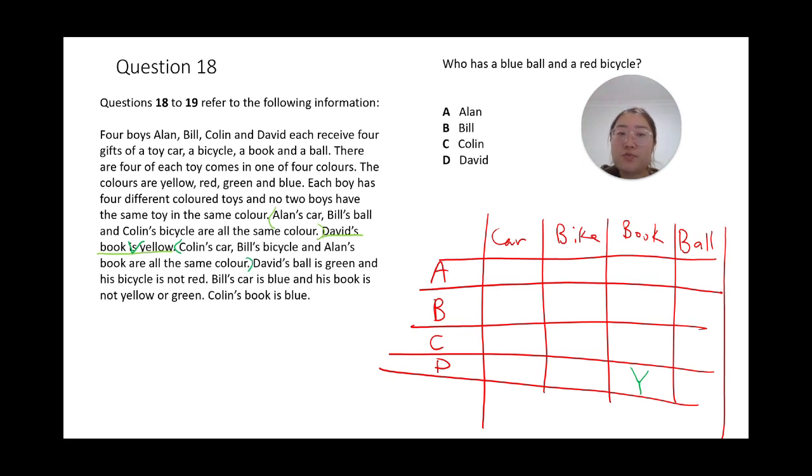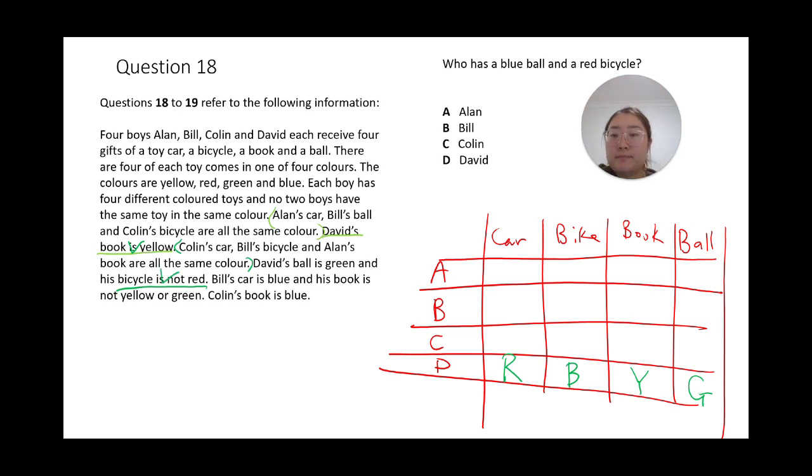David's ball is green. You know that David's ball is green and his bike is not red. This is really important because remember we only have 4 colors, okay? Each of the boys has to have one color each, and they have only one of each color. So his bike is not red, yellow and green are already taken. So the only leftover is blue. So his bike must be blue, and that leaves his car to be red. There's no other option, or else it'll be repeating.